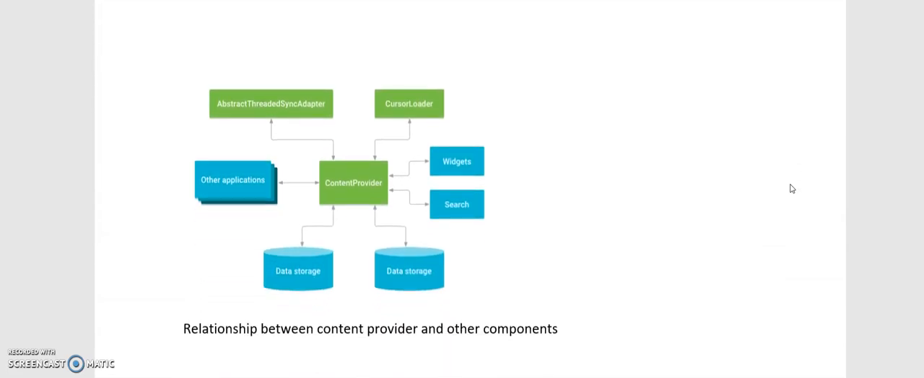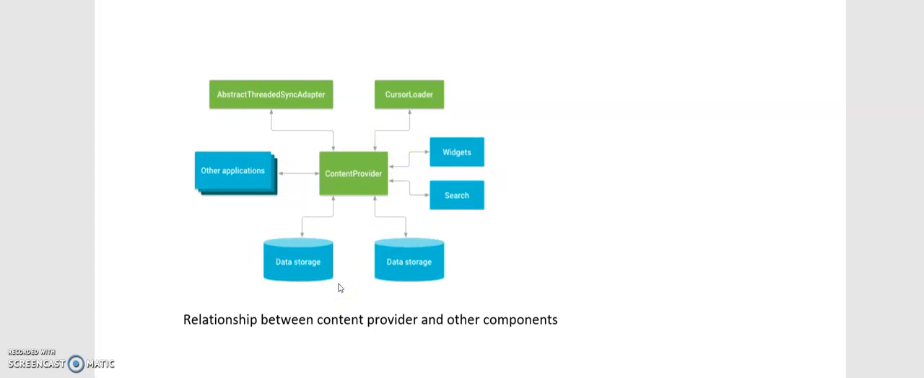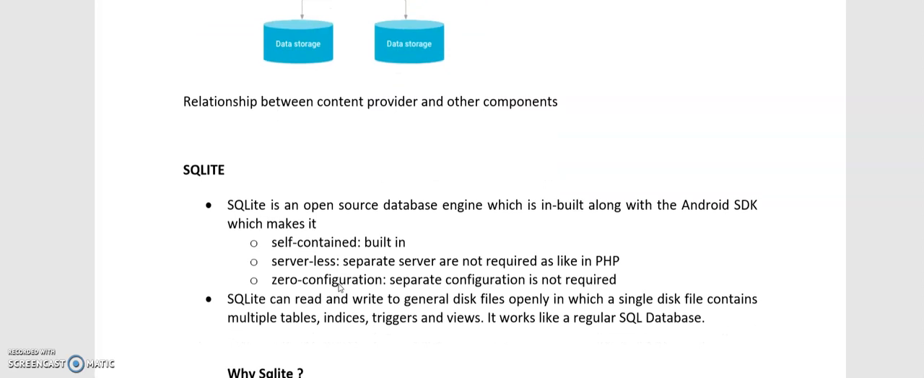So a content provider basically sends information to various adapters that are held as part of the processes: the cursor loaders, the widgets, the search engines, the data storage elements, and your other applications. So the job of the content provider is to manage these many elements held as part of your Android application. The next topic that we have to learn is SQLite.